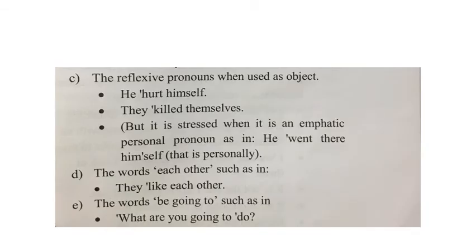Okay, other cases include the reflexive pronouns when used as objects. We know that reflexive pronouns are himself, herself, themselves, yourself, yourselves. Okay? Examples: he hurt himself. Himself is an object. It's unstressed in this case, and the only stress in this sentence is on the verb hurt. Well, another similar example: they killed themselves. The same, themselves is an object in this sentence, so it's unstressed.